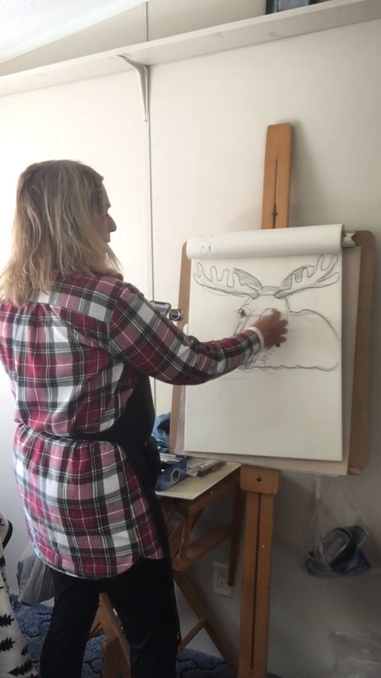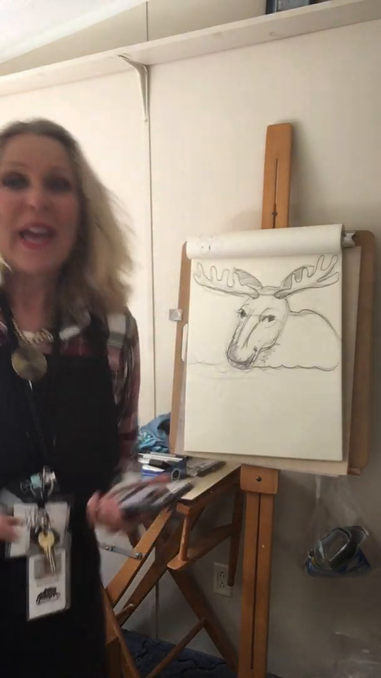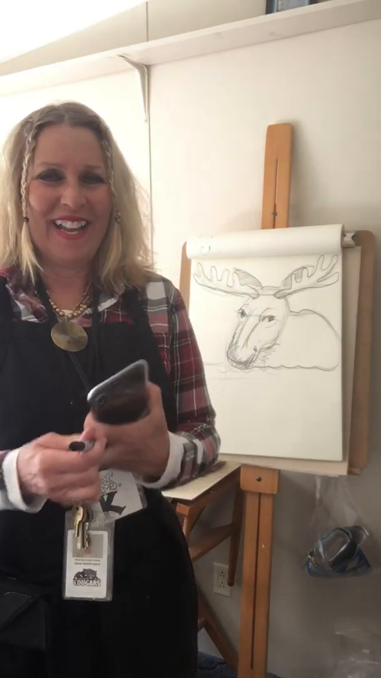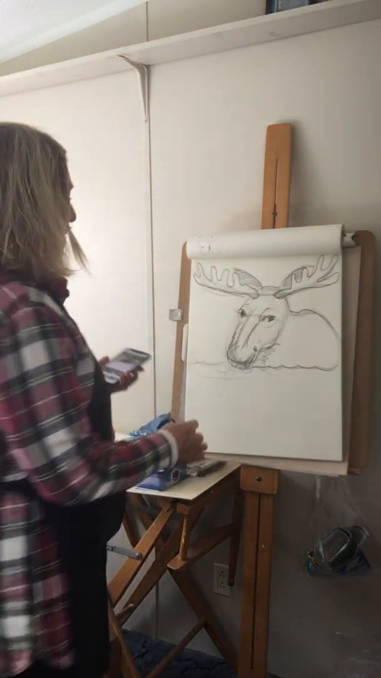Go ahead and work on filling them in with some colors. Just get the basic shapes. Mine looks more like Bullwinkle, and that's okay because Bullwinkle's really cool. Anyway, take care. Go ahead and give your moose a name.